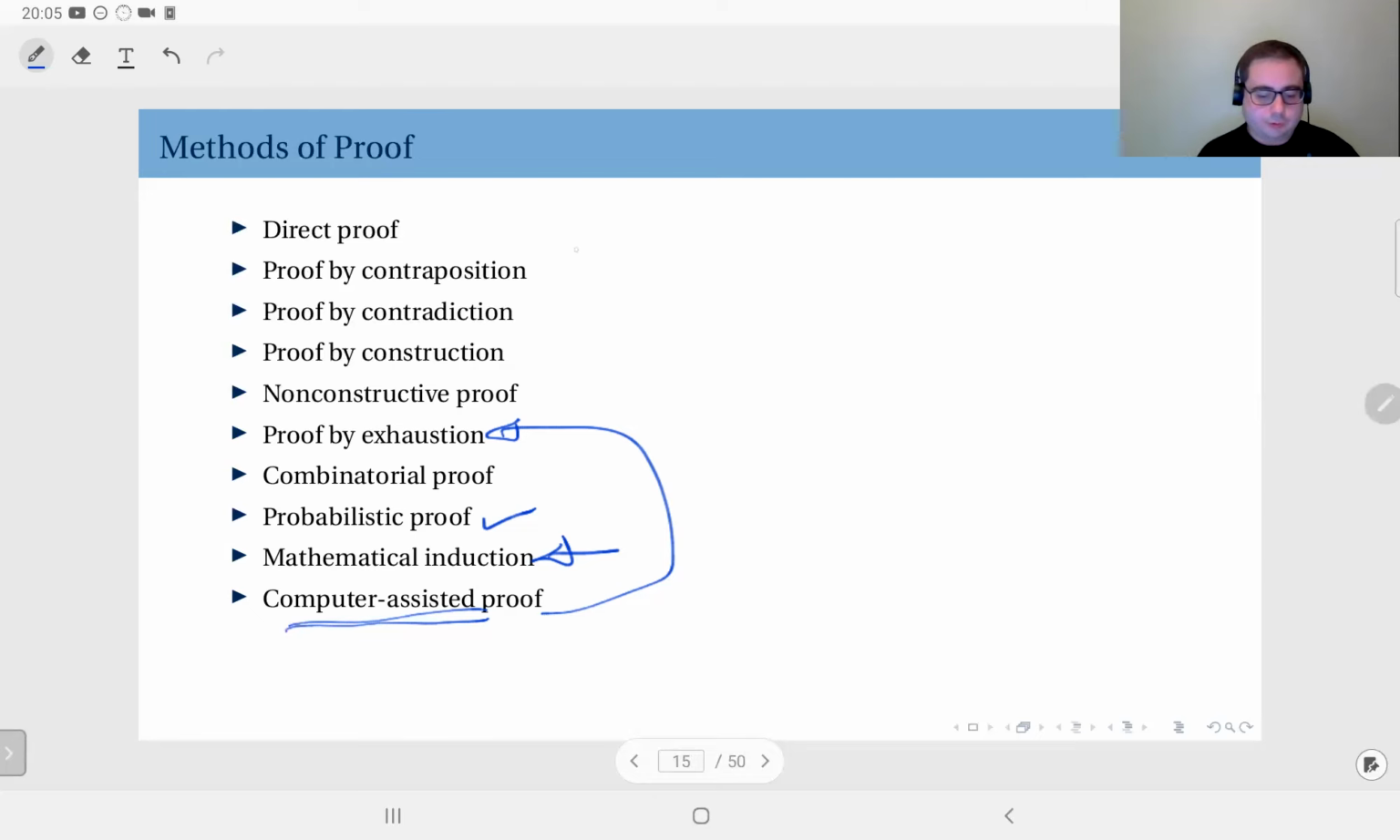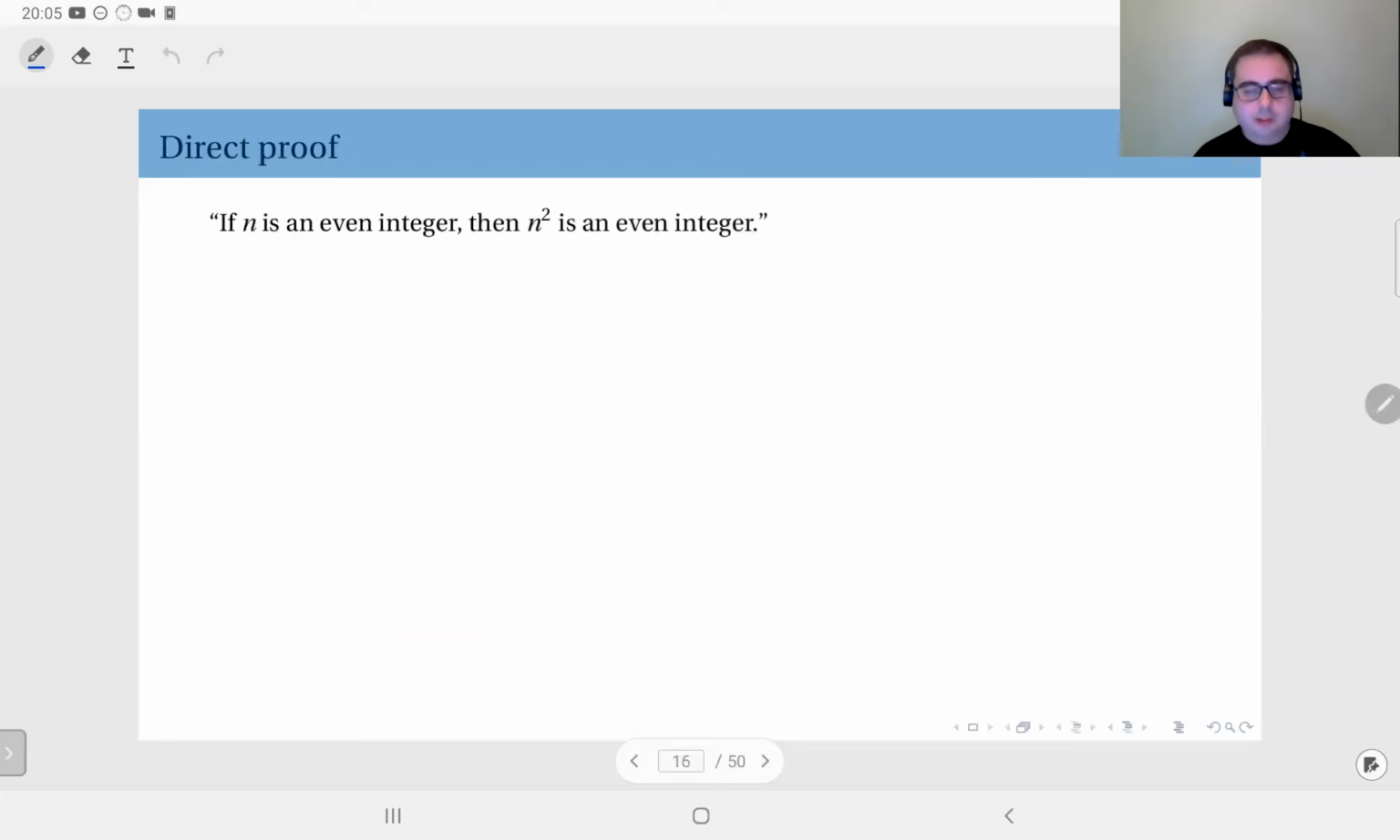Okay, so now I'm going to go through these quite briefly, and I'm going to give very simple examples for some of them. The first one I'm going to talk about is the direct proof. And here's an example. Let's prove the statement: if n is an even integer, then its square is also an even integer. We can use direct proof to show this.